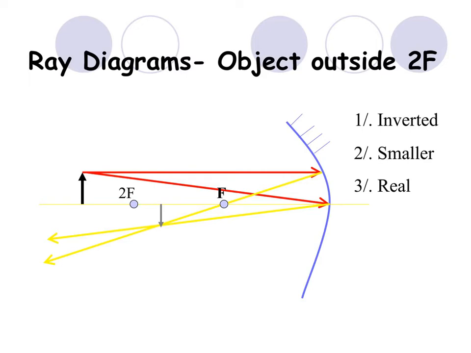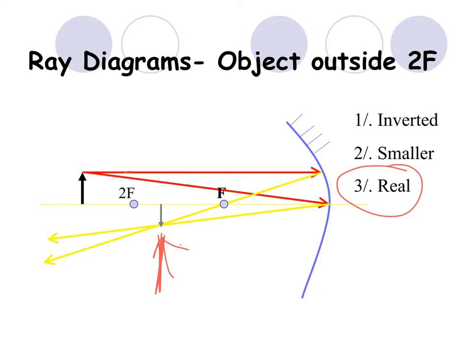We get an actual meeting. We get a place where the rays actually meet, giving a real image. So if I put a screen there, then I would see the image on the screen because it's a real image. The rays are really meeting. And you can see by the fact that the object is outside the 2F.